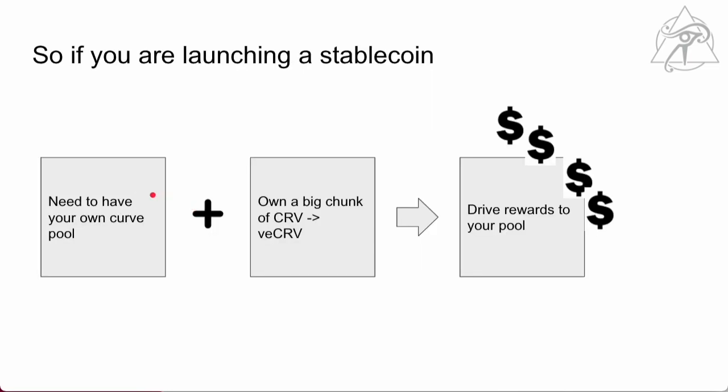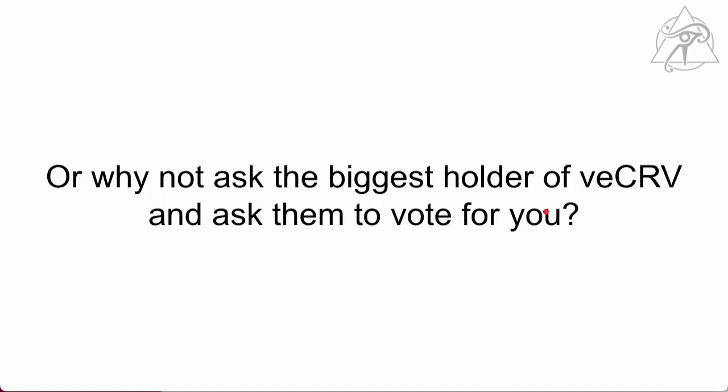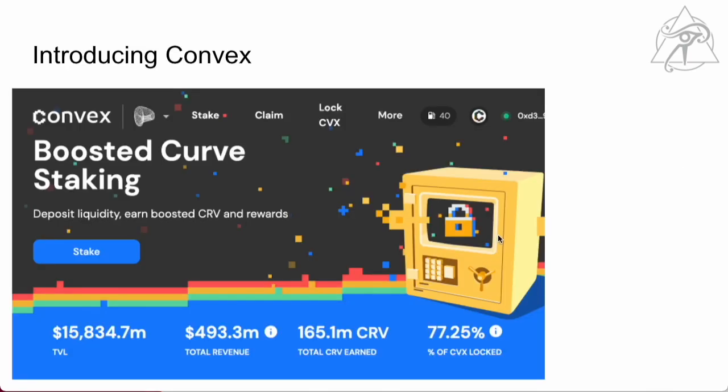So now if you are a stablecoin protocol looking to push liquidity into the Ethereum DeFi space, you will need to set up a Curve pool and you will need to bribe, or on your own get CRV to lock up, so that you can boost the rewards for your own pool. This way, liquidity pool providers looking to earn more CRV will start providing liquidity into your pool because they can earn more Curve rewards. Or why not ask the biggest holder of veCRV and ask them to vote for you? Now you need Convex, because currently they are the biggest holder of veCRV.